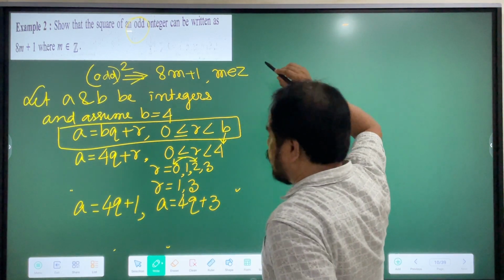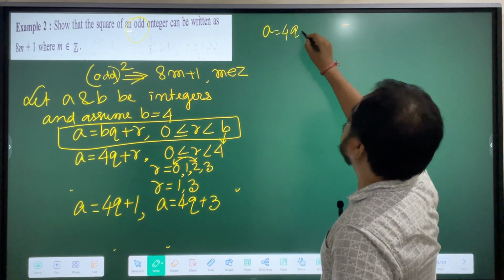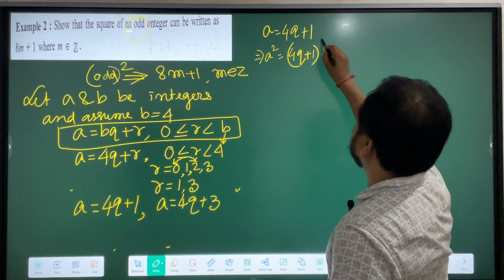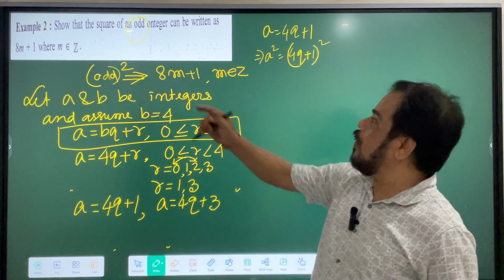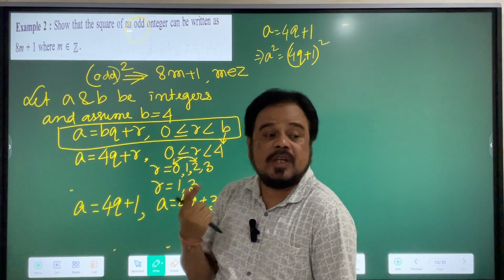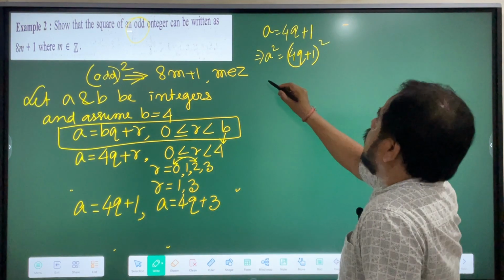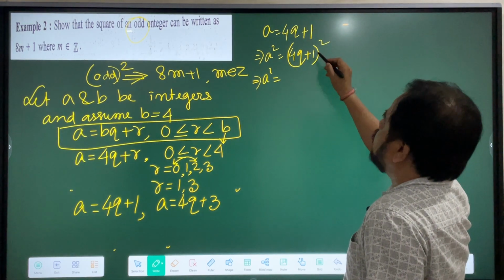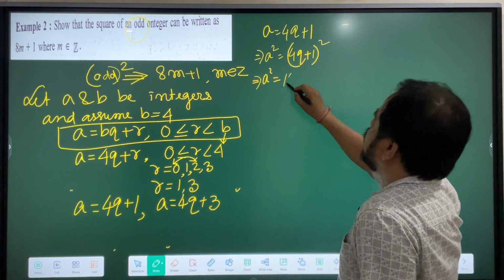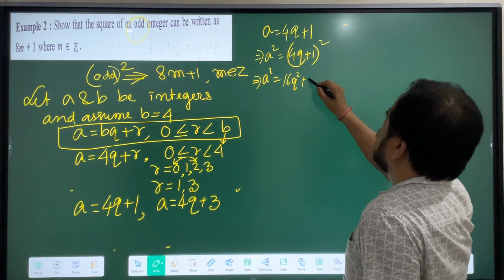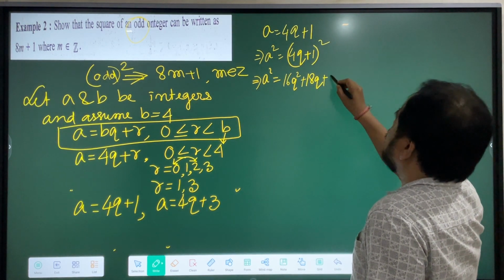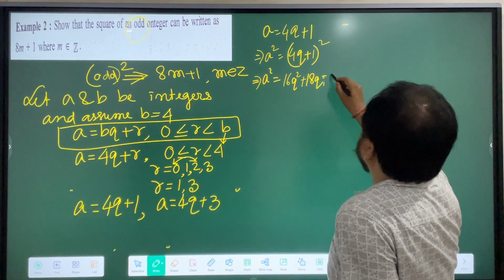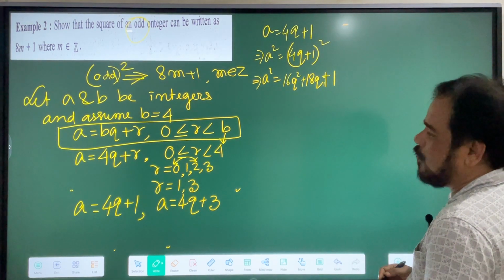Let us do here A equal to 4Q plus 1. We will do squaring both sides. Why do we do squaring both sides? Because here it is written square. If it is written cube, then we will do cubing both sides. So A square is equal to, this one I will do directly, A plus B whole square: A square plus B square plus twice AB. A square 16Q square, 2AB is 8Q, plus 1 square is 1 only.